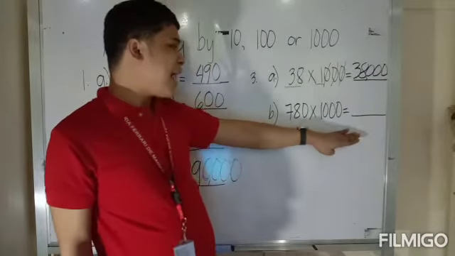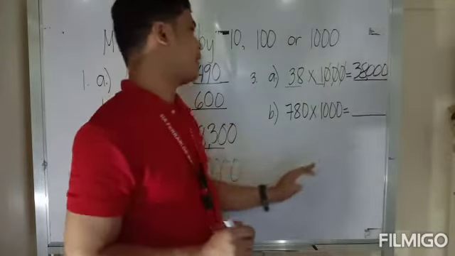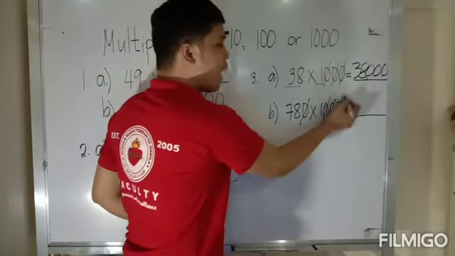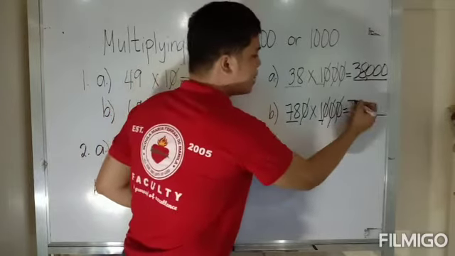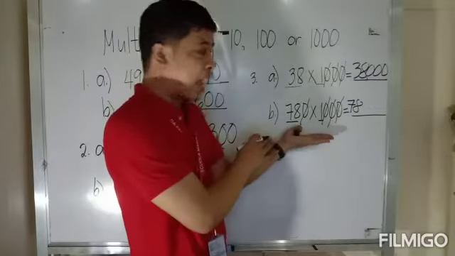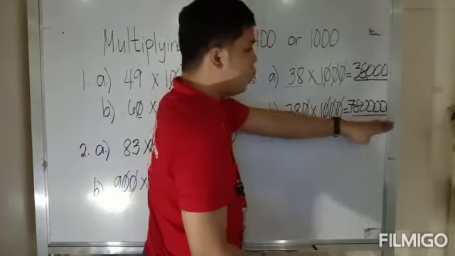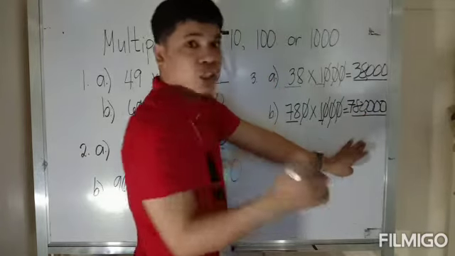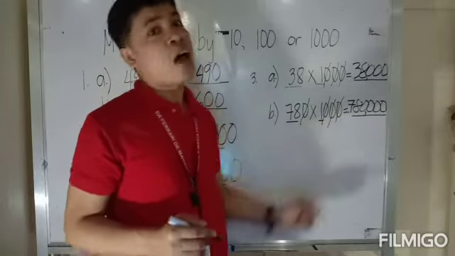Next one, the last number is 780 times 1,000. So let's find the product now. Cancel all the zeros. You have 4 zeros you canceled. Then multiply the 78 and 1. The answer is 78. Now copy all the zeros that you canceled. There are 4 zeros there. So you write here 1, 2, 3, 4. Then you put the comma after every 3 digits. So the final answer, guys, is 780,000.